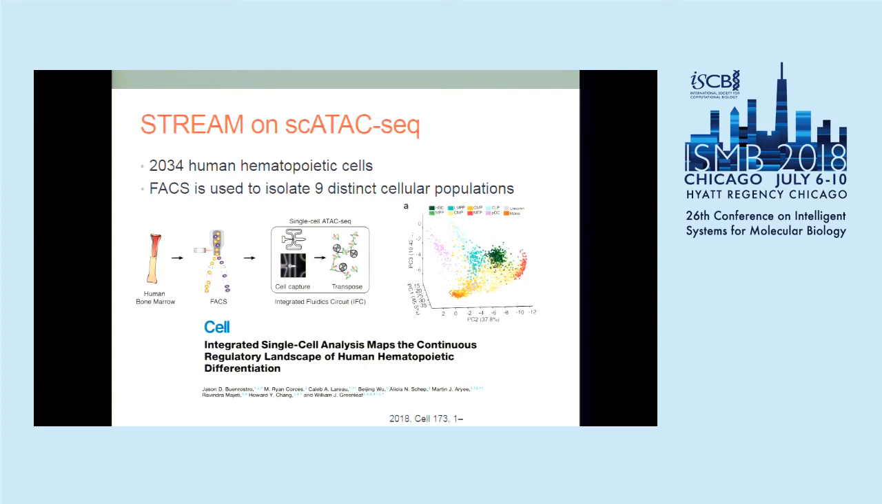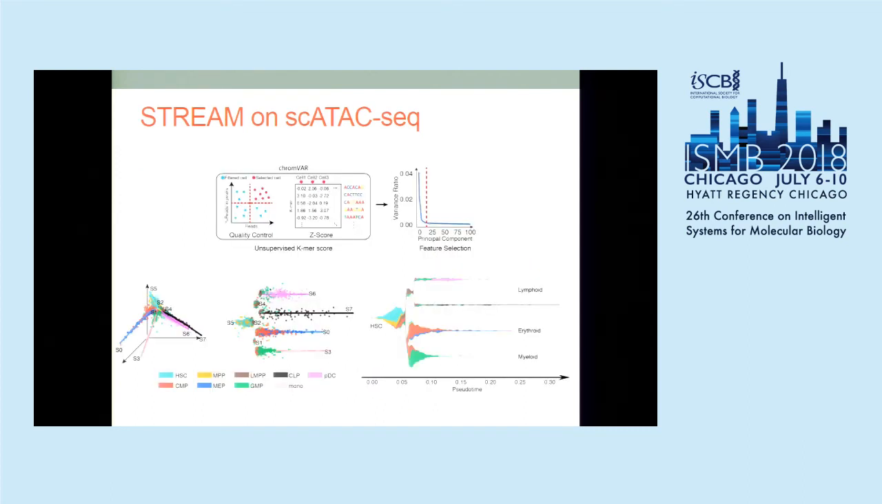We know that the single-cell ATAC-seq data set has a number of chromatin peaks that far exceeds the number of genes, and the data is way more sparse, which makes it more challenging. Here we use STREAM. First of all, we filter out some low-quality cells and use chromVAR to score different chromatin features. Based on this score matrix, PCA is applied, and we select the top principal components as the features to perform the standard STREAM analysis.